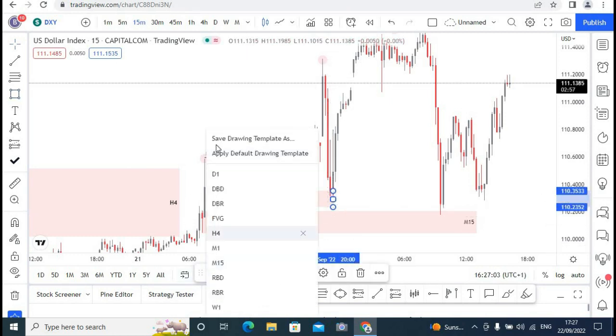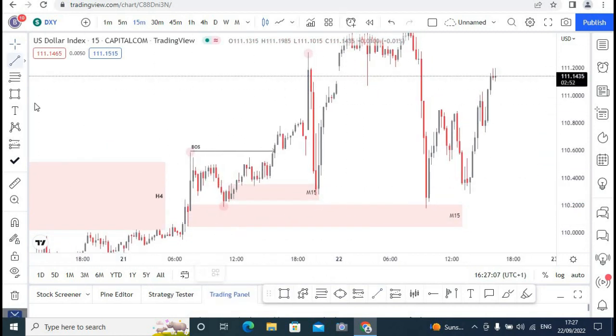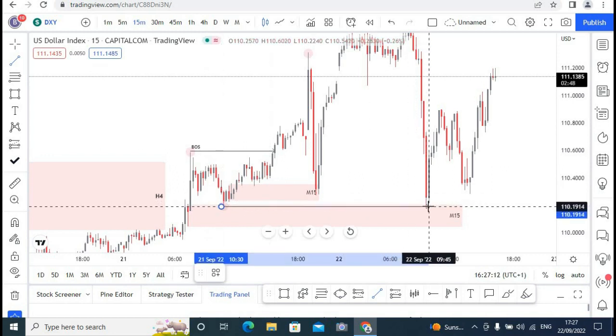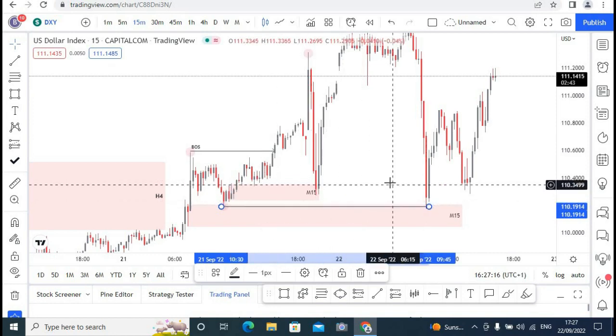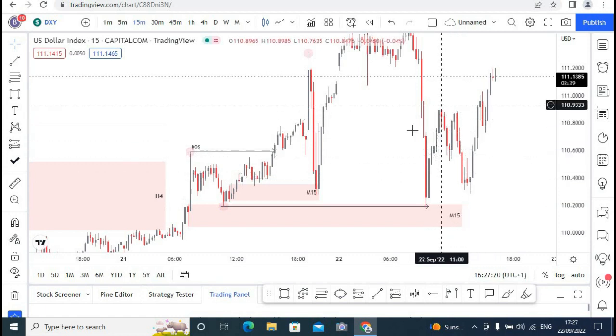This means that this demand was being mitigated, and then the price just came back to induce this demand because it was already being mitigated, right? And now this zone will become an inducement. So after inducing this zone, the price started going to the upside.